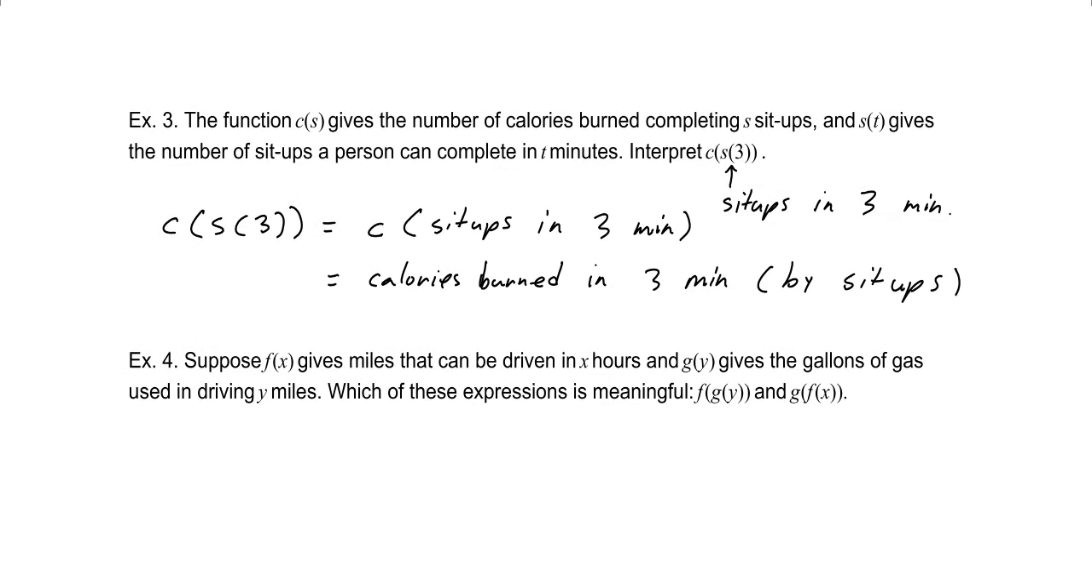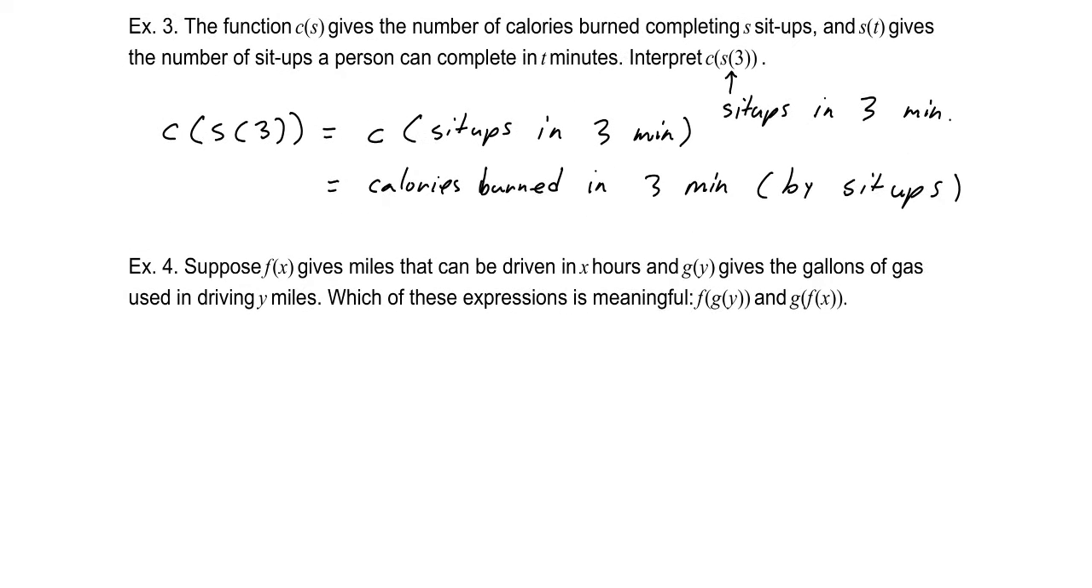Example 4. Suppose f of x gives miles that can be driven in x hours, and g of y gives the gallons of gas used in driving y miles. Which of these expressions is meaningful? f of g of y or g of f of x? Let's first write out what each of these is doing. f of x gives miles, but its input is hours. So x to f of x gives us hours to miles, and y to g of y.